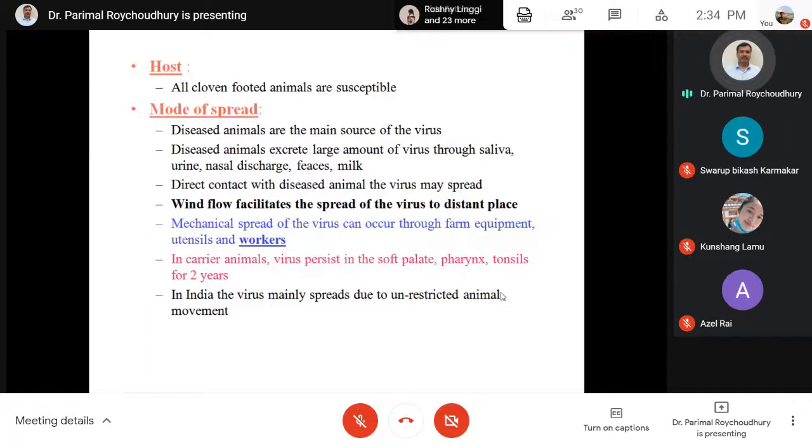So then how does the disease spread? There is a long list of different mechanisms, and the most difficult part to control is wind flow. Certain studies confirm that in windy season, the virus can travel in the wind in small droplets or dust particles to a distant place. The other measures we can take, but what to do with the wind flow? If the virus spreads through the wind, it's extremely difficult to contain the disease in an area. So probably this is another reason why the disease is prevailing even after vaccination carried out in many areas.